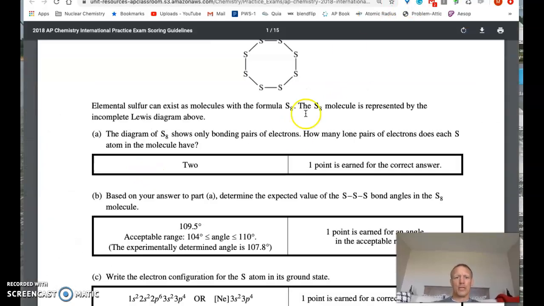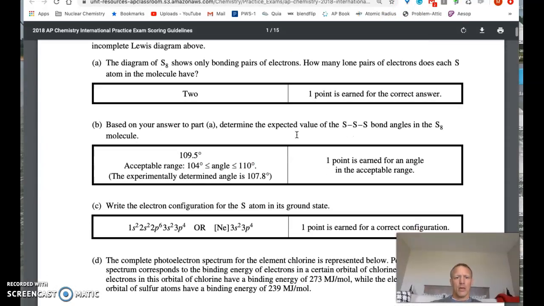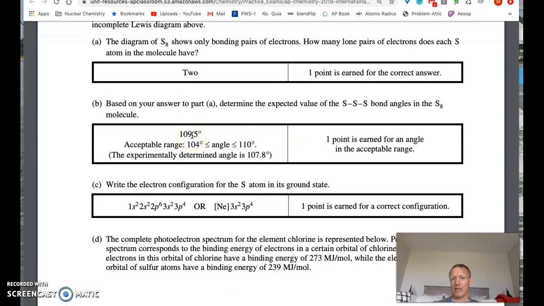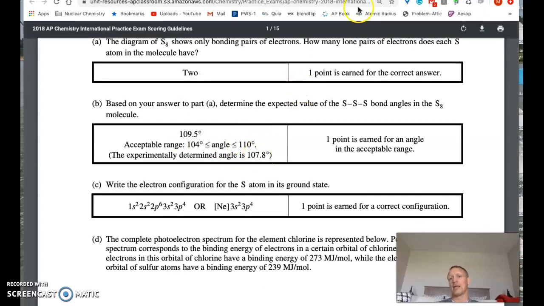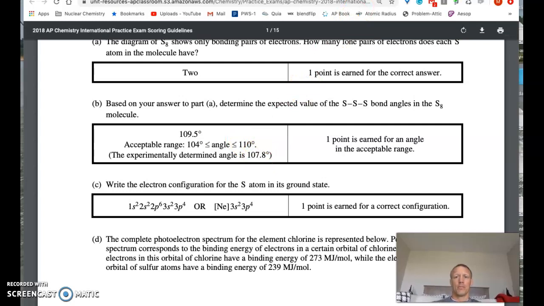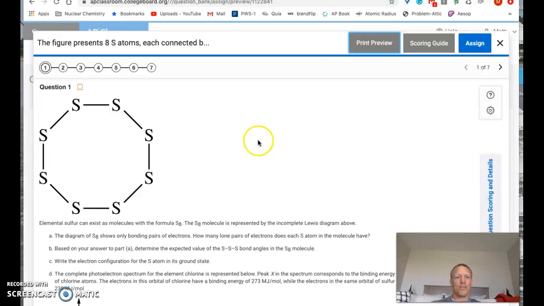If we look at our answer key here, 109.5 is a fine answer. Anything in the range between 104 and 110, with 107.8 being the exact answer. The major bond angle you need to know is that tetrahedral is 109.5. If there are unshared pairs, remember it cuts down about 2 degrees for each unshared pair.